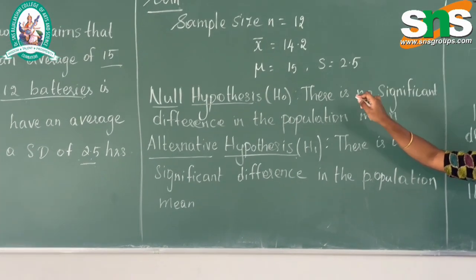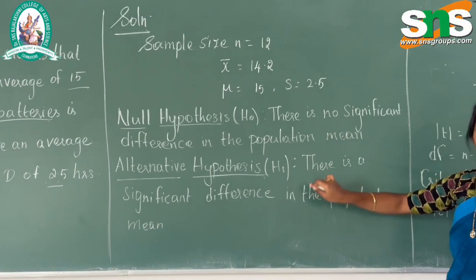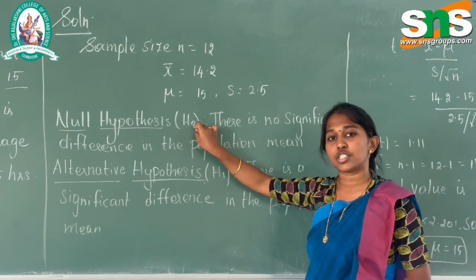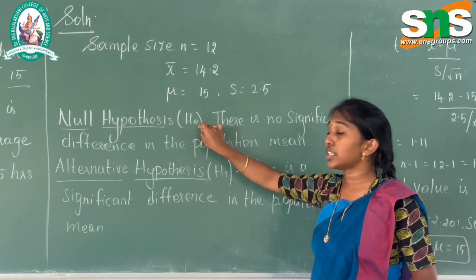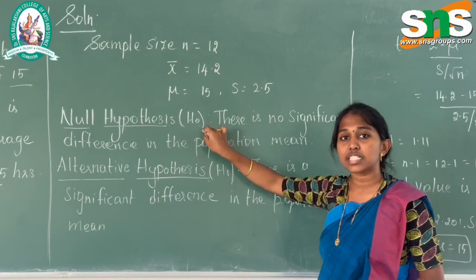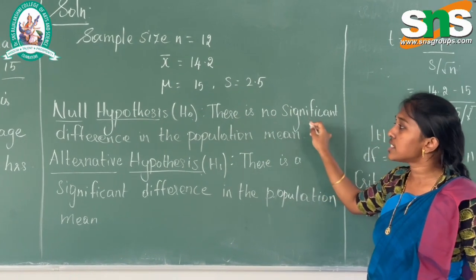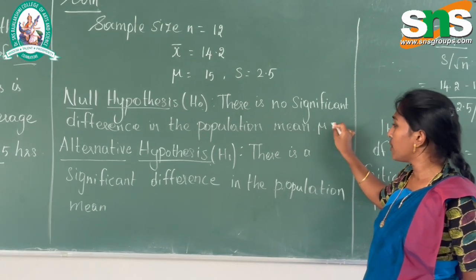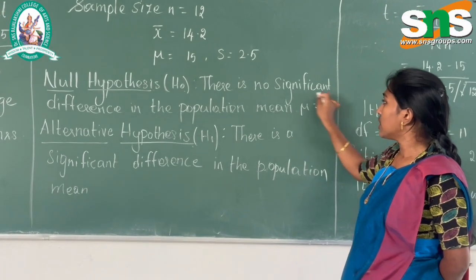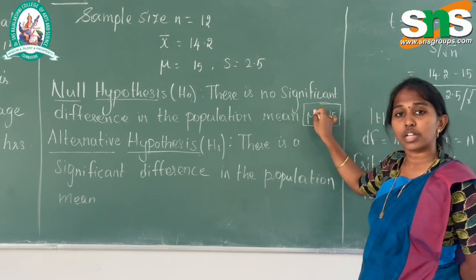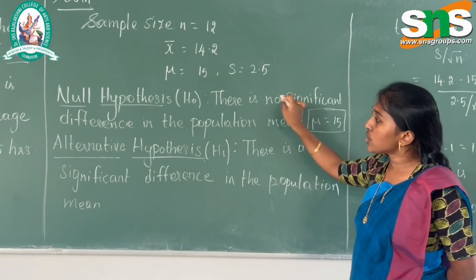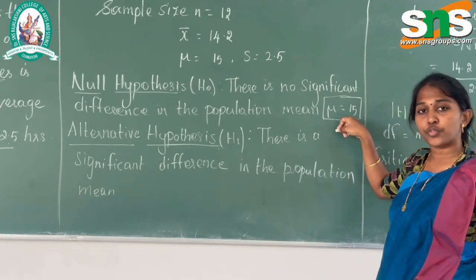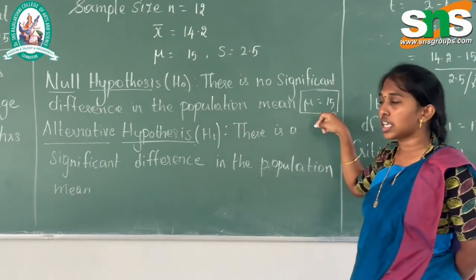Next we are going to define the null hypothesis as well as the alternative hypothesis. The null hypothesis is denoted as H0. The null hypothesis states that there is no significant difference in the population mean, which implies mu is equal to 15. So this is the definition of the null hypothesis: there is no significant difference in the population mean.